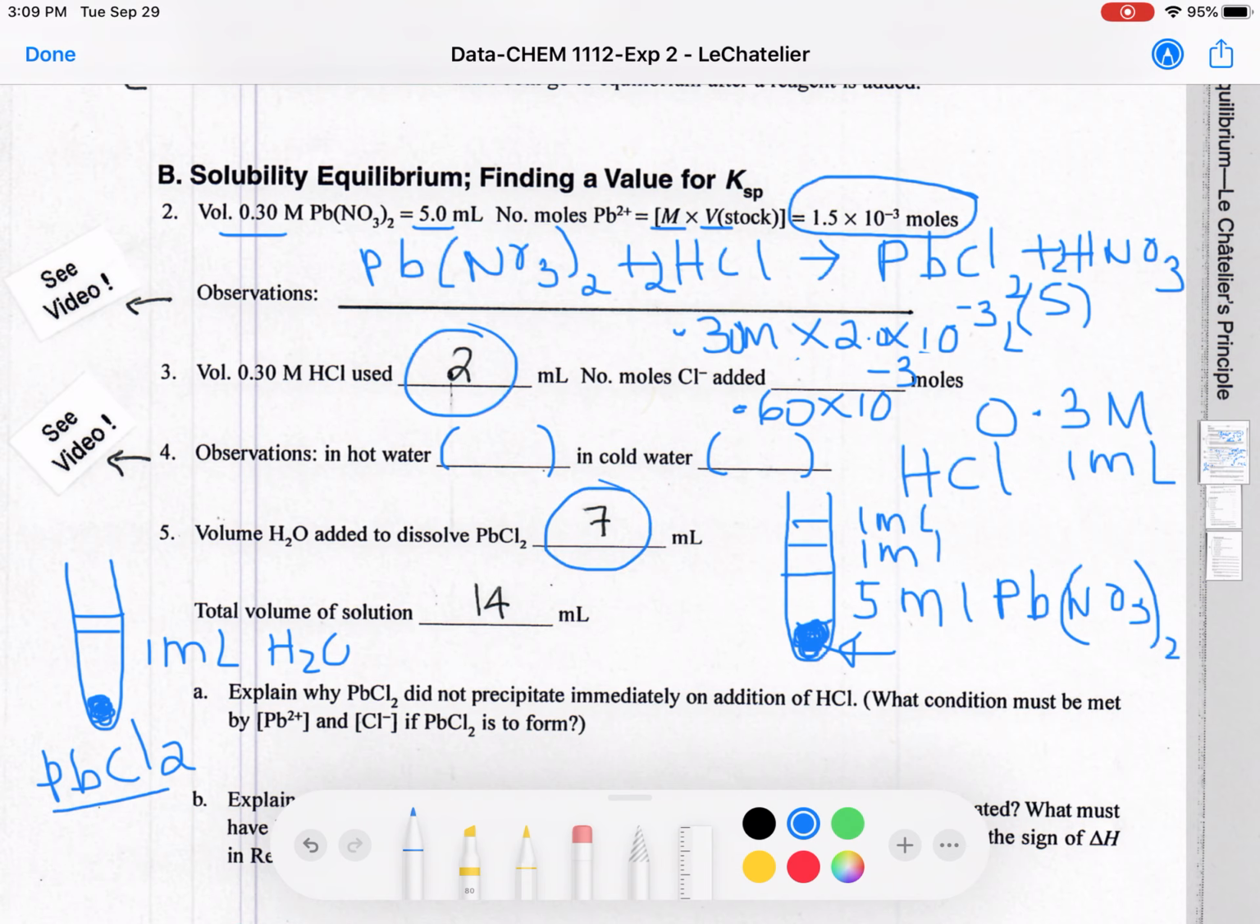water, lead chloride dissolves. Why does lead chloride dissolve when you add water? Because now we are diluting the solution and we are making the lead chloride less.